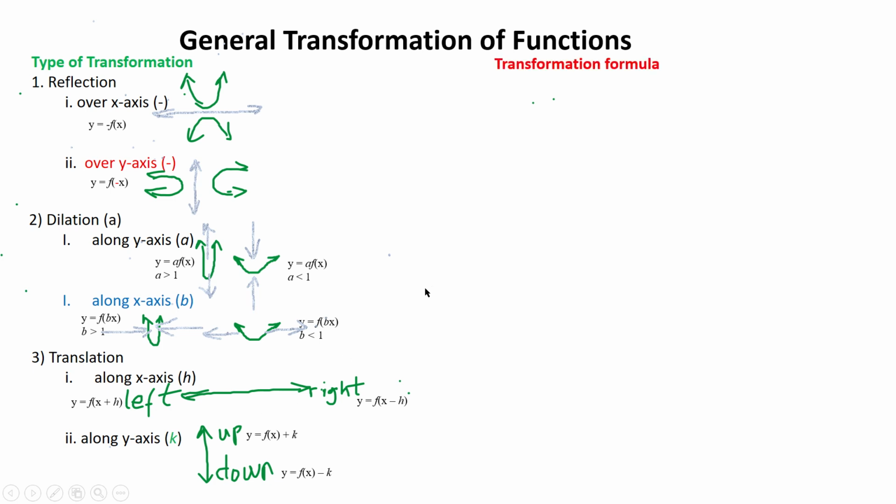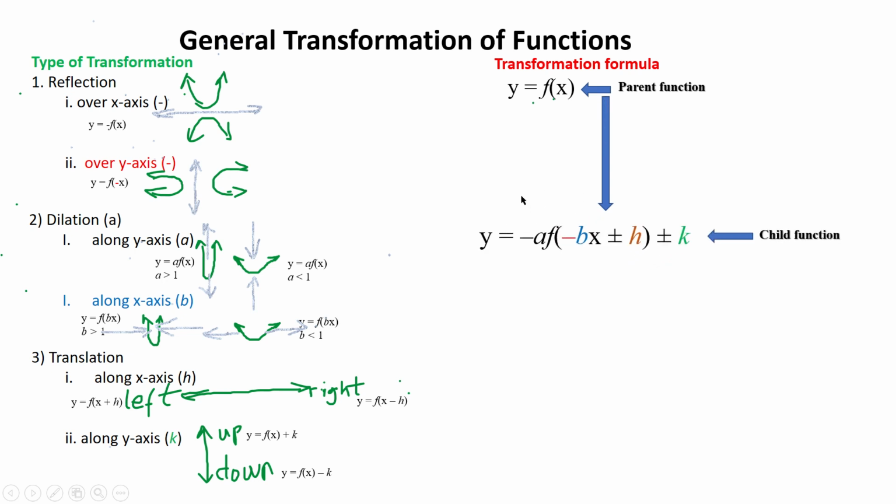Let's put the whole thing together in one simple formula. Let's assume we have a parent function, which is y equals f(x), a function of x in function notation. This function could be a quadratic function, a cubic function, a linear function, or any type of function. When we transform this parent function, we get what I personally call a child function.